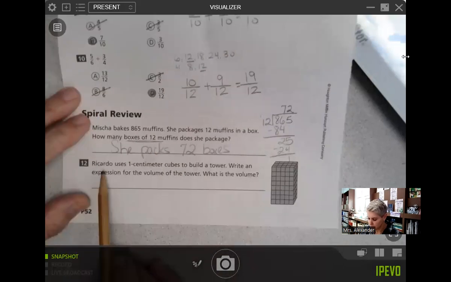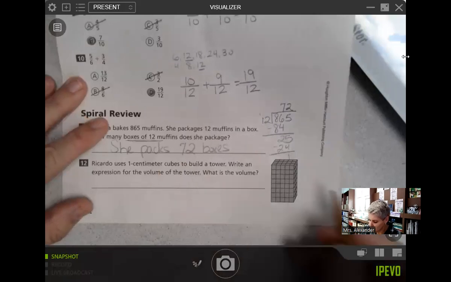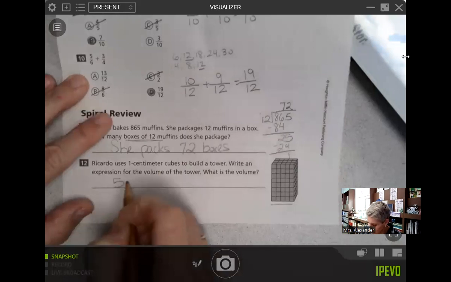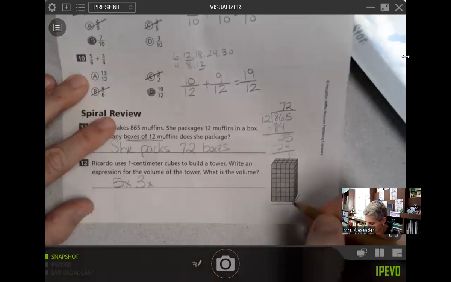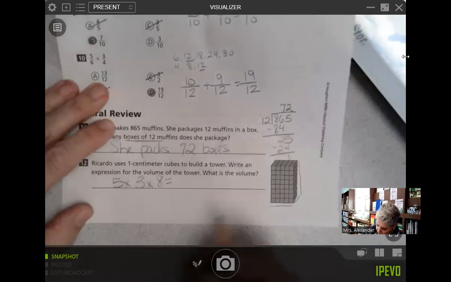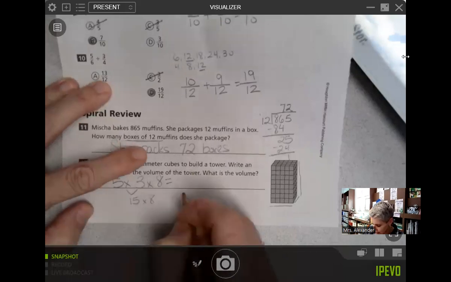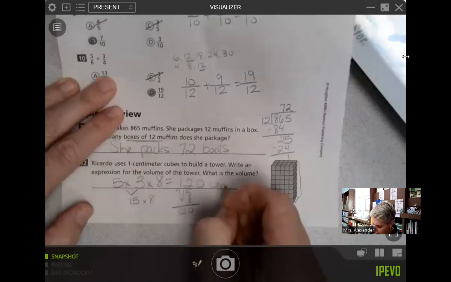Ricardo uses 1 centimeter cubes to build a tower. Write an expression for the volume of the tower. So we know volume is length, 1, 2, 3, 4, 5, times width, looks like 1, 2, 3, times height, 1, 2, 3, 4, 5, 6, 7, 8. If we do 5 times 3 times 8, I know 5 times 3 is 15, so I need to do 15 times 8. And I will get 120 cubic centimeters.